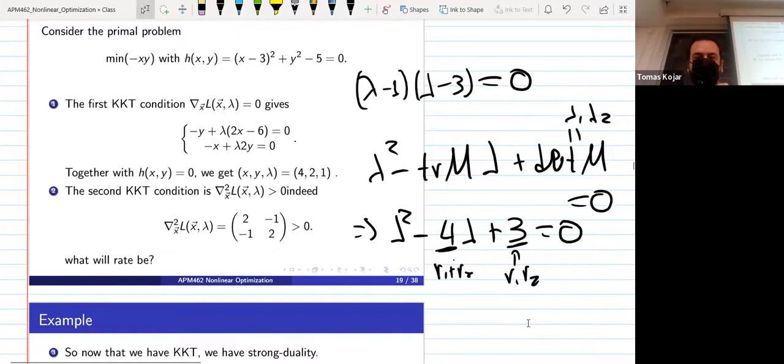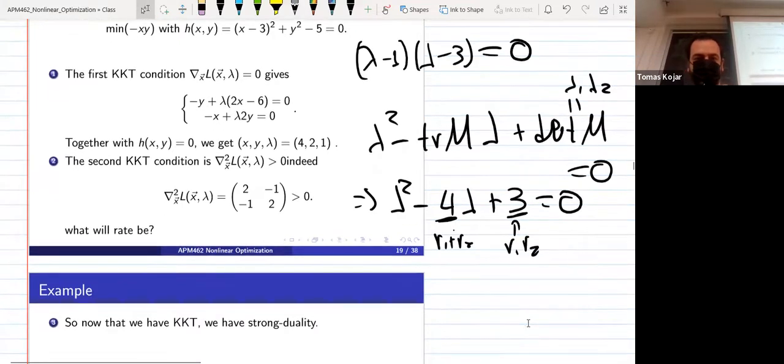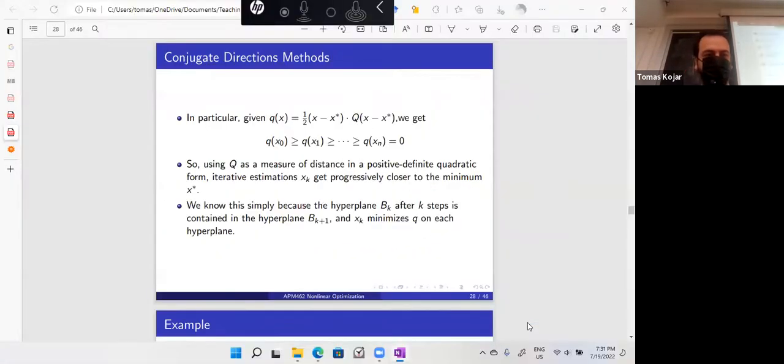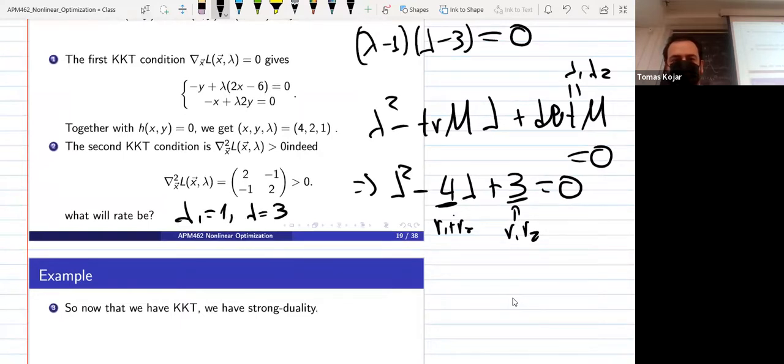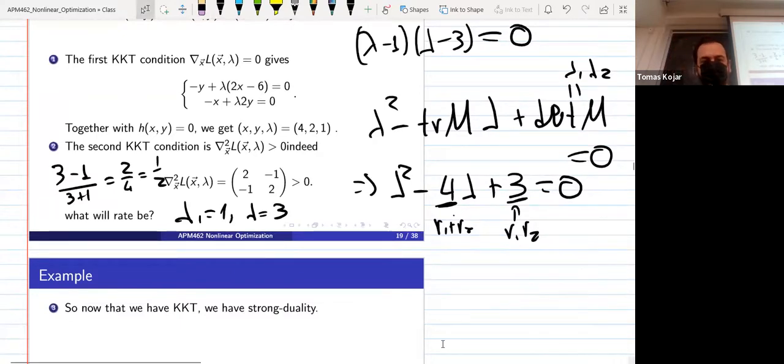Okay. Since the leading minors are positive, yes. So the rate: you have 1 and 3. So the rate will be 3 minus 1 over 3 plus 1. So 2 over 4, so 1/2. Okay, good. I know there are squares and everything, though. That's all I care about.